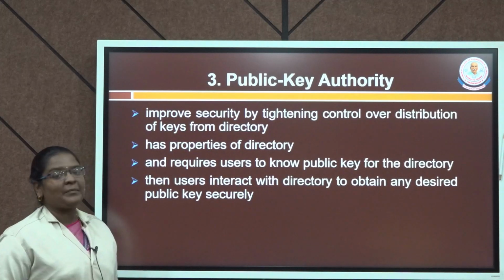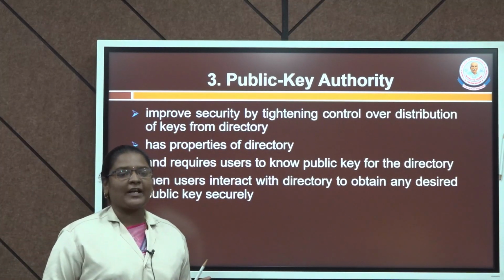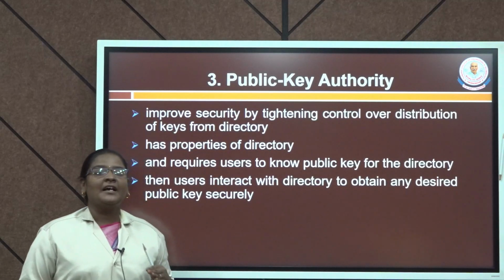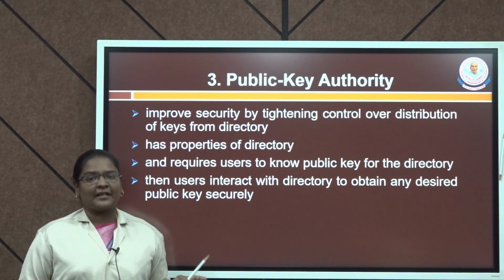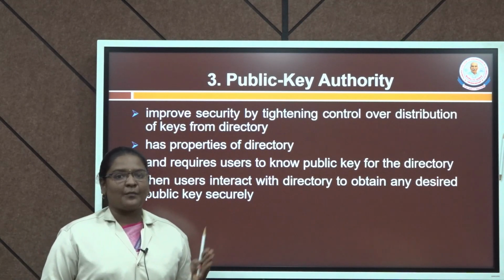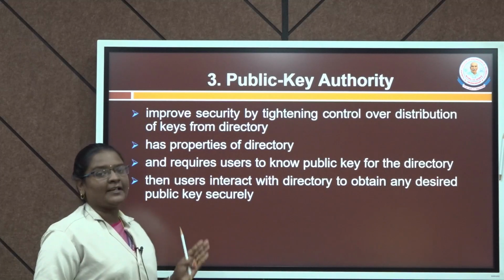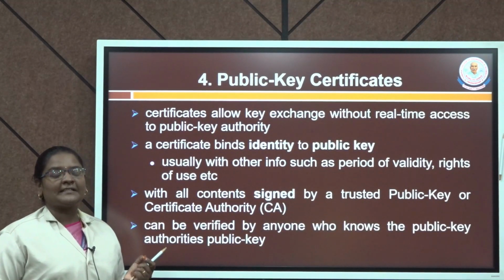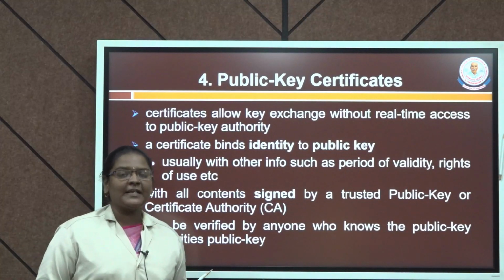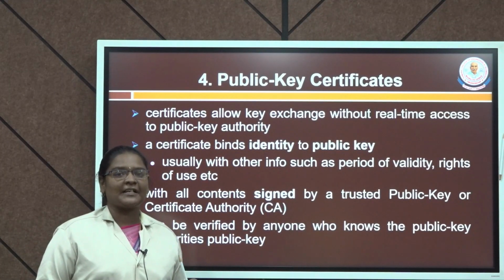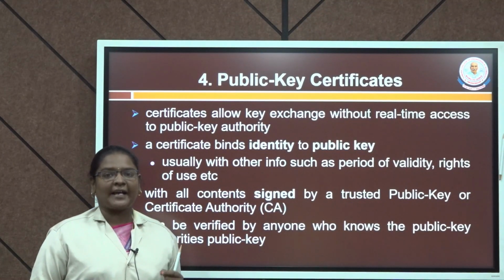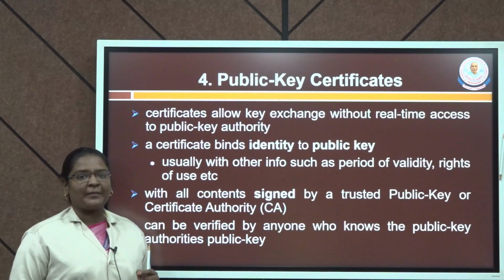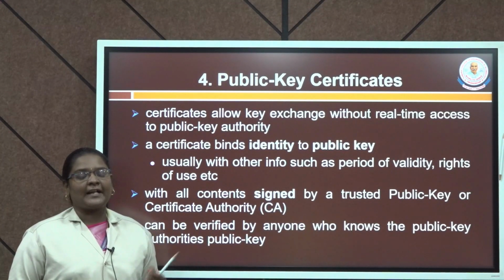The next one is the public key authority. Here there is one authority. That authority will create public keys and distribute the public key to the sender or receiver when the user approaches the authority. The next one is public key certificates. Here the certificate binds the identity of the user within the certificate, and all the contents are signed by the public key authority, and these contents can be verified by any third party to check the identity of the user.